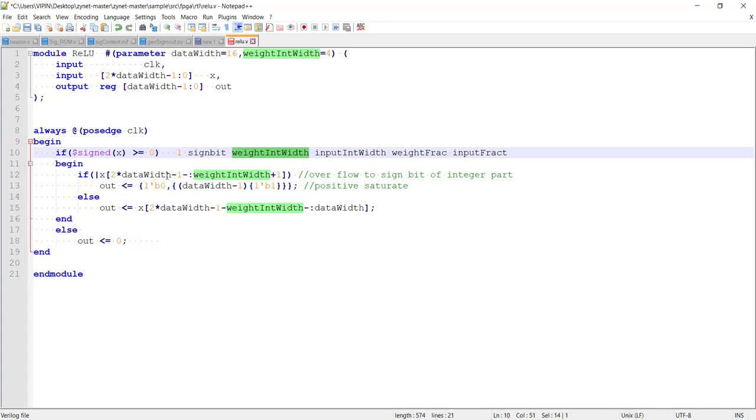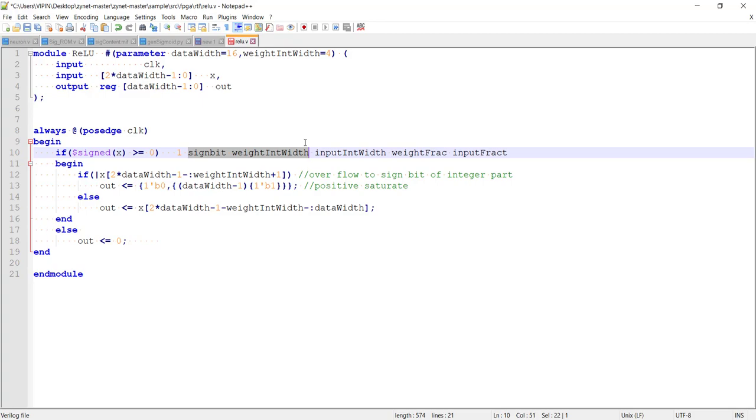2 times data width minus 1. So that includes this bit also. That's okay. You can write minus 2 also, since it is guaranteed that the sign bit will be 0 here. Doesn't matter. Starting from here, I am checking int width plus 1. So starting from here all the way till this one, plus one more bit. Why? Because this input int width is composed of the integer part as well as the sign. So there shouldn't be any overflow happening to the sign part also.